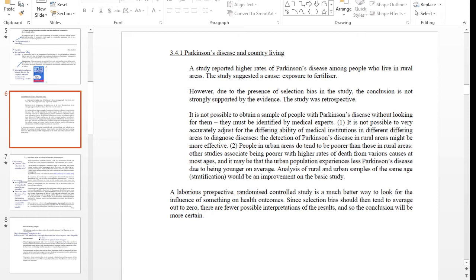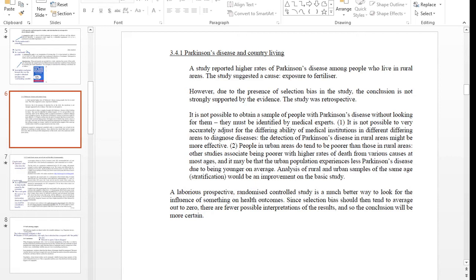But let's consider this case of Parkinson's disease. Bear in mind, you can't just find out magically what is the rate of Parkinson's disease in a county. These cases need to be diagnosed by medical doctors, and it is not easy to accurately adjust for the differing ability of medical doctors in different settings to diagnose diseases. It may be that the detection of Parkinson's disease in rural areas is simply more effective than in urban areas. Perhaps you can imagine reasons why.